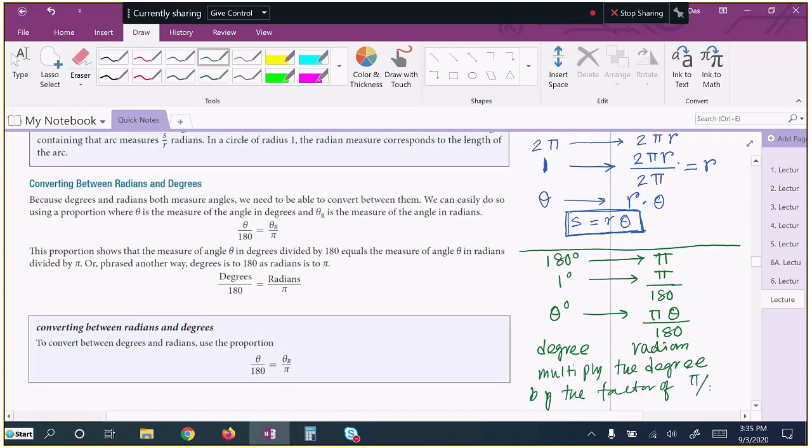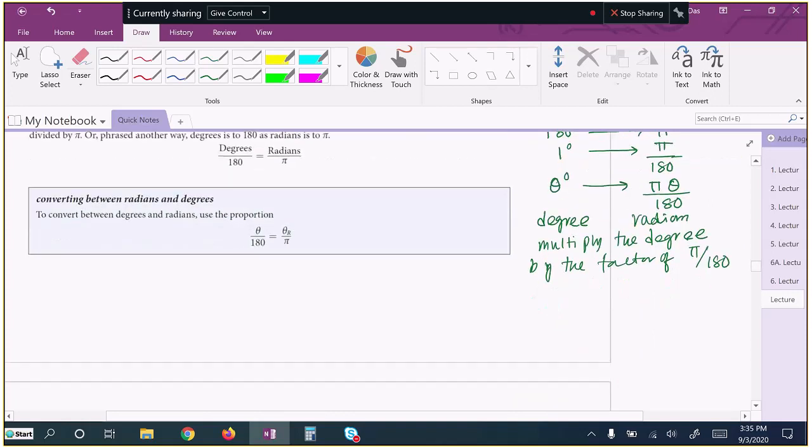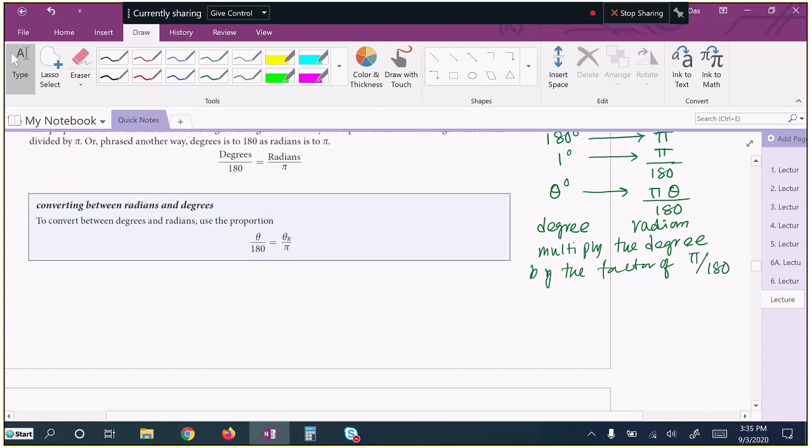pi over 180. The same formula is going to now help us find the interrelationship or the conversion formula from a radian measure to a degree measure. So let's get back to what we had already. We had pi radian measure stands for 180 degree. So 1 radian measure stands for 180 degree over pi. So theta radian measure stands for 180 degree over pi times theta. And that is our conversion formula.